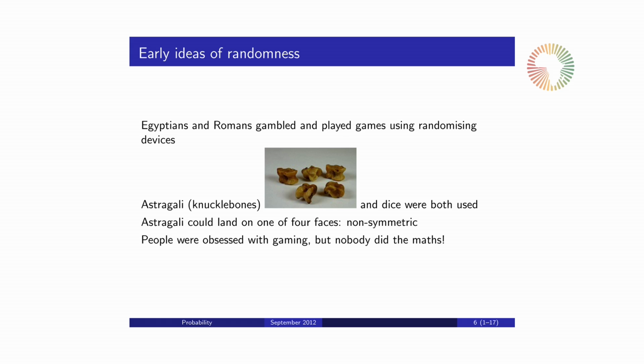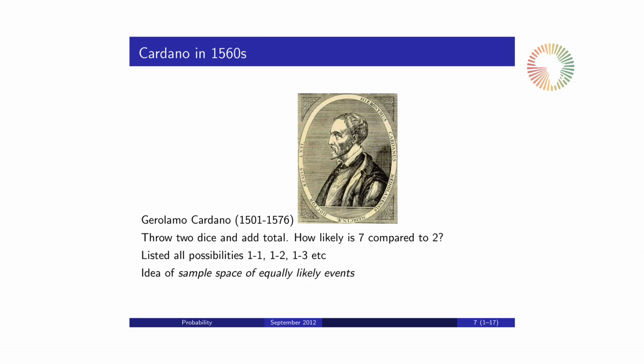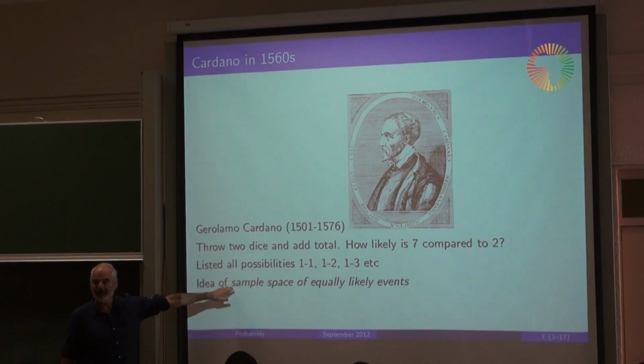So that's what I said. Nobody did the maths. Knuckle bones, they're known as. And nobody did the maths. Extraordinary. Until this guy, who was an Italian doctor, an obsessive gambler. All he did was gamble all his life. He lost all his money, everything. He was always in debt because he just gambled. But he wrote the first ever book on gambling.